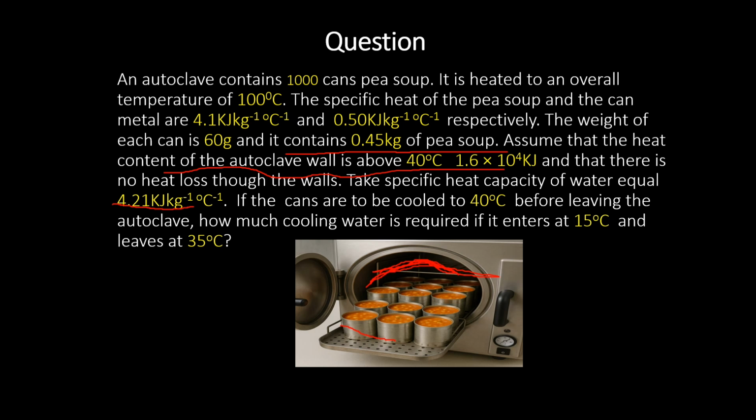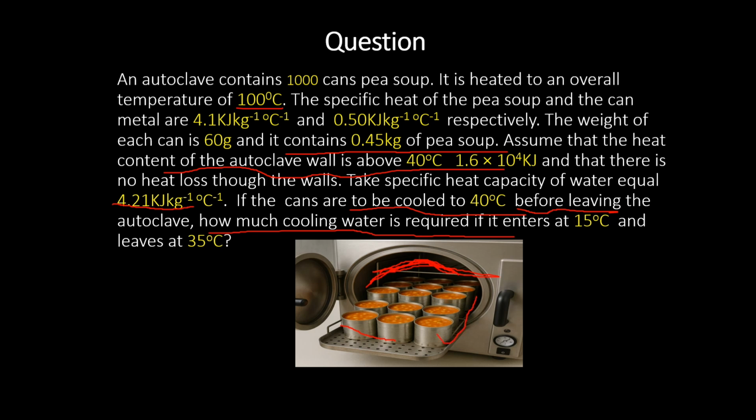Then if the cans are to be cooled to 40 degrees Celsius, take note that we're told at the beginning that the cans and the pea soup were both heated to 100 degrees Celsius. Now we are not dealing with the heating aspect. Now we want to cool the can to reduce the temperature from 100 degrees Celsius to 40 degrees Celsius. And what are we using? We are using water, because we're told to calculate how much water will be required. So we need to pass water through here.